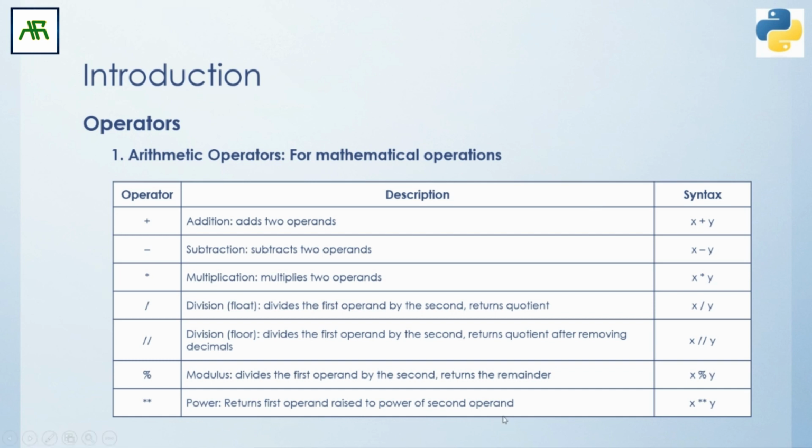In the case of division, we have three different operators. One is plain division, X by Y, which gives the quotient, the exact result. X double slash Y gives the quotient after removing decimals. It gives the whole number. And percentage gives the modulus, meaning the remainder. And the last one is X exponential Y.